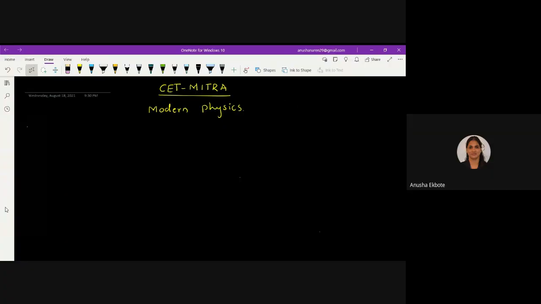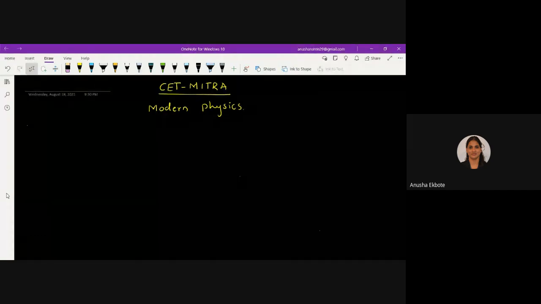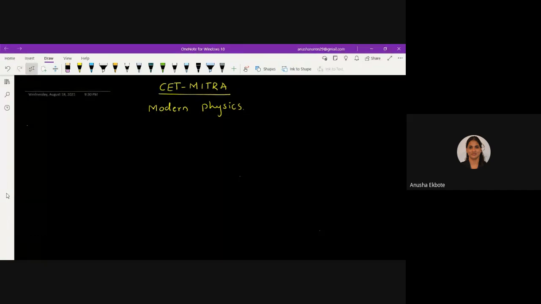CET Mitra, myself Dr. Anusha Egbote, Assistant Professor, Gokte Institute of Technology, Belgavi. Today, we are going to discuss some hints in modern physics to solve the CET questions at the faster rate.